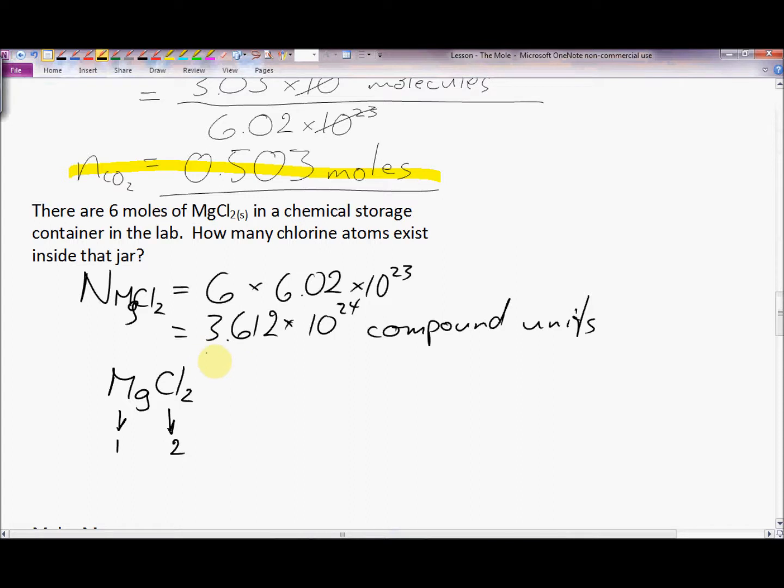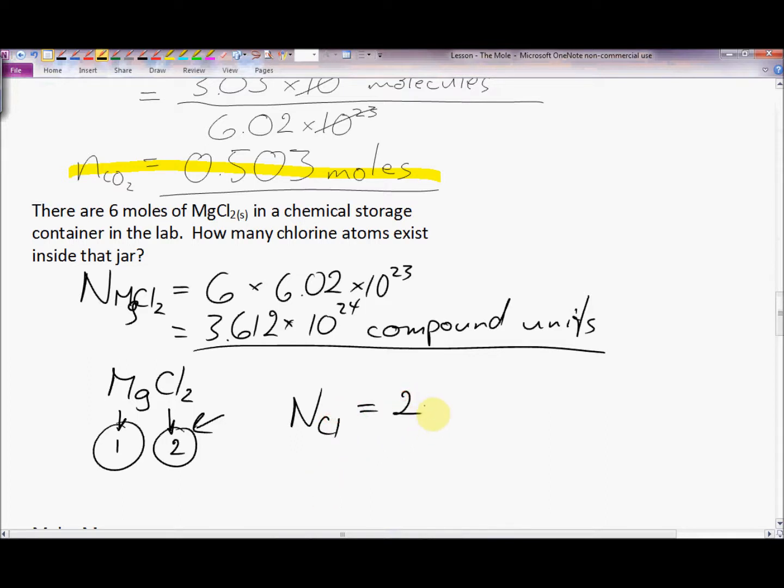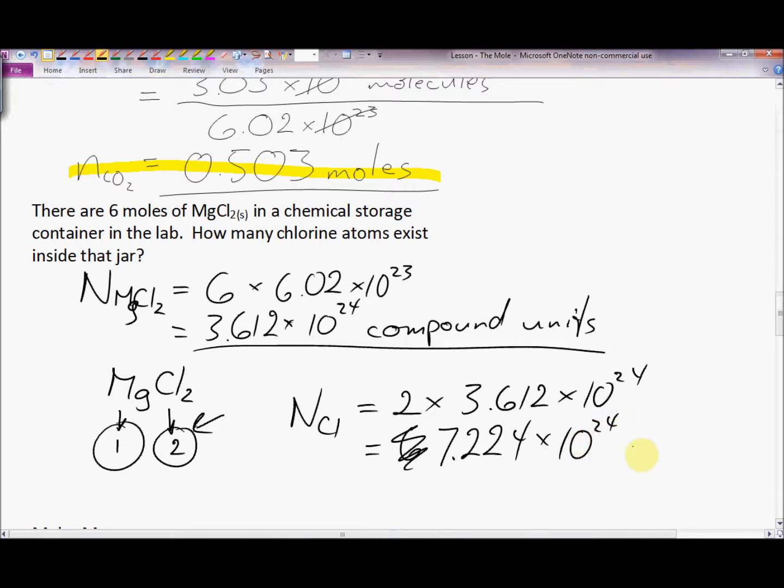Since magnesium chloride is made up of 2 chlorines and 1 magnesium, we're going to have to multiply the number of compound units by the number 2 to get the number of chlorine atoms. So we'll just do a quick equation here. The number of chlorines is equal to 2 times the number of compound units, which is equal to 7.224 times 10 to the 24 atoms. So in 6 moles of magnesium chloride, there are 7.224 times 10 to the 24 chlorine atoms.